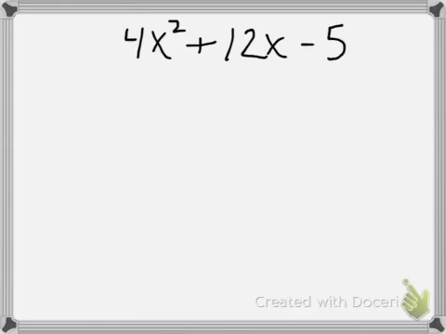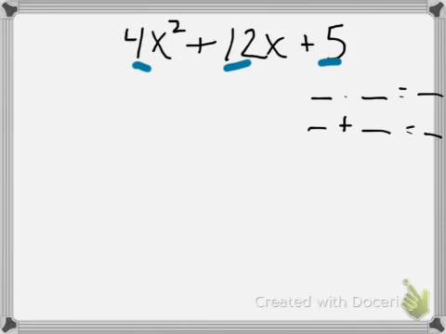Okay, for the last problem, we'll do a hard one. So it'll be 4x squared plus 12x minus 5. Actually, it's going to be plus 5. Sorry, my bad. So on this one, you look at all of them, and you're like, okay, well, 4, 12, and 5 have nothing in common. So we're going to have to come over and do the box method.